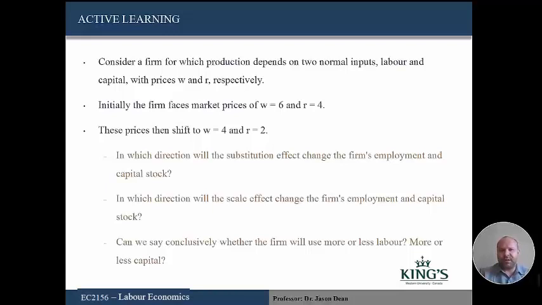Okay, so let's do some practice questions. Let's consider a firm for which production depends on two normal inputs, labor and capital, and prices W and R respectively. So let's say initially the firm faces market prices of labor equal to $6, so the wage is $6, and the price of capital is $4. Then the prices fall to wage equal to 4 and price of capital equal to 4. Okay, so they both fall by $2.